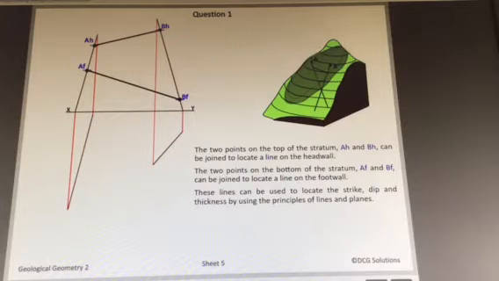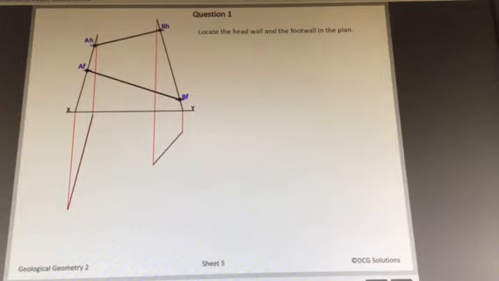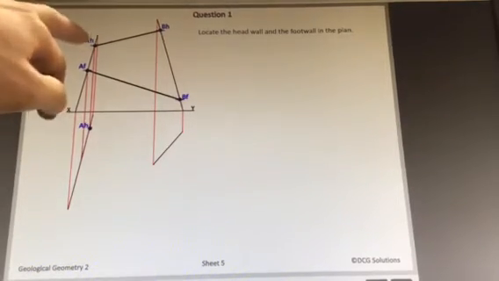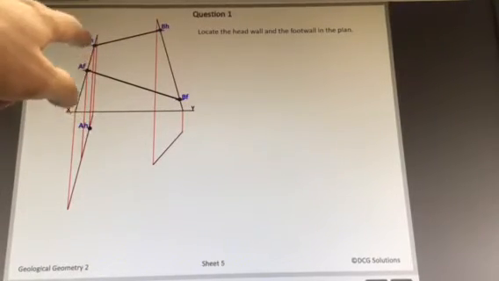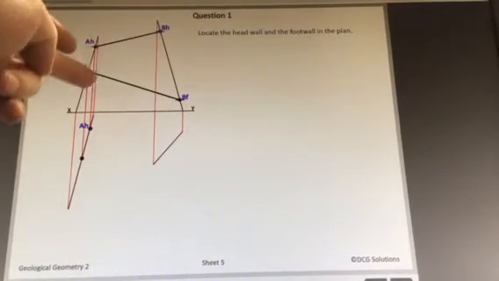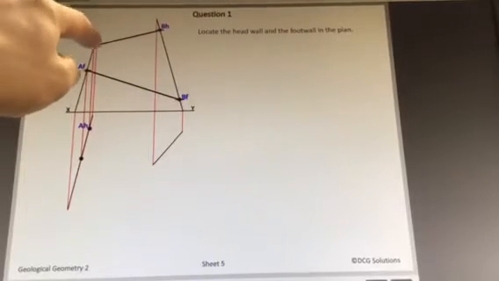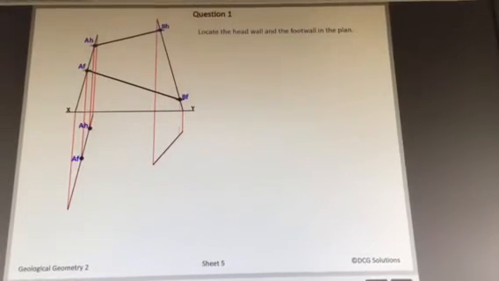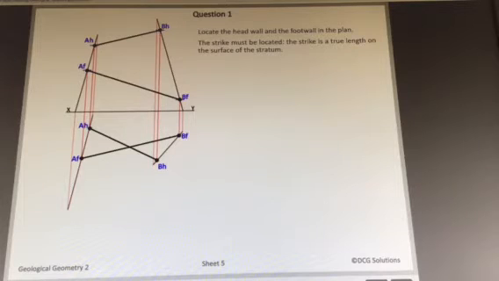You can see that in the 3D drawing. These lines can be used to locate the strike, dip and thickness by using the principles of lines and planes. So locate the head wall and foot wall in the plan. Imagine these are two big drill bits drilling down, and these are the points where they hit the head wall and foot wall. Those points are brought down, and that gives you the head wall and foot wall points in plan.